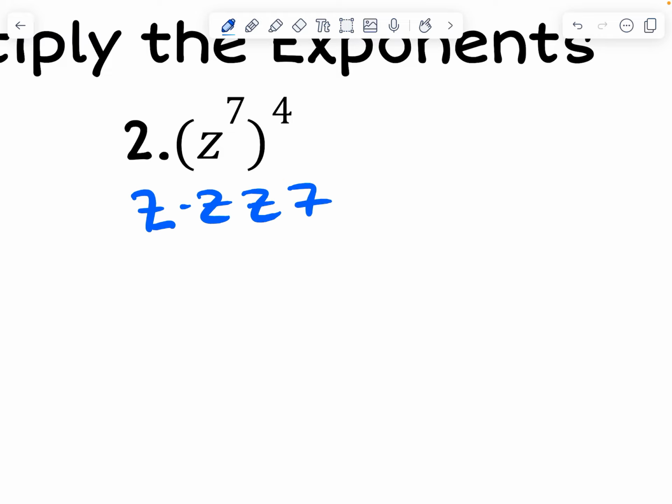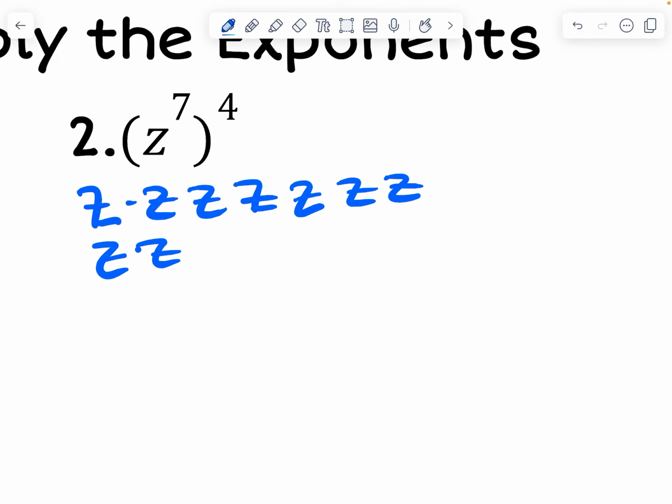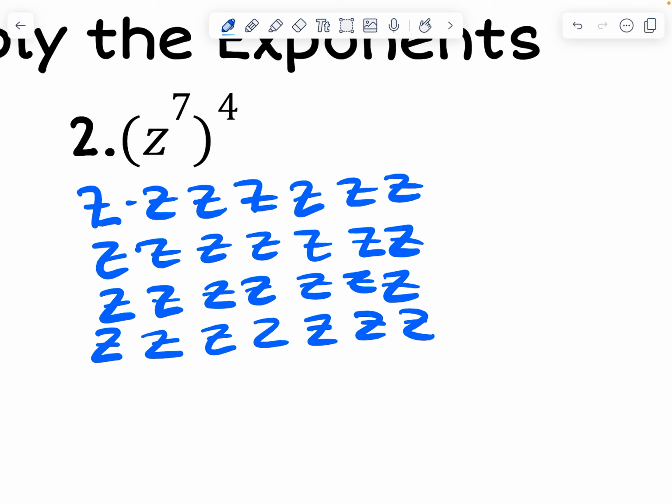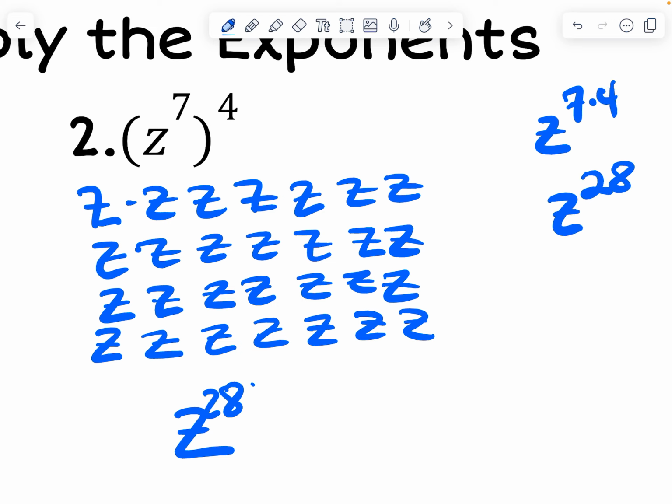Okay, so how many z's are there? There are 28. 28 z's. You could have done it the rule way. Okay, I can't even write today. 7 times 4 and that would be to the 28th. They're the exact same answer.